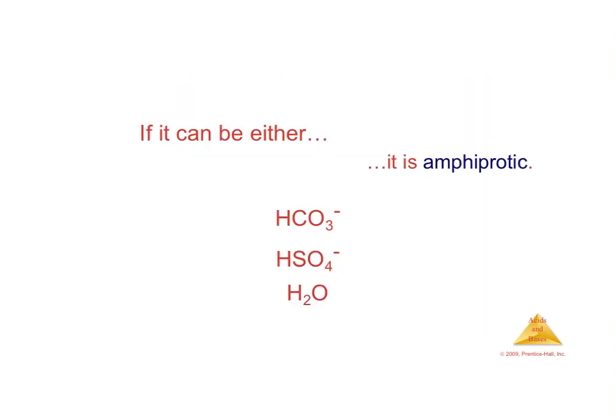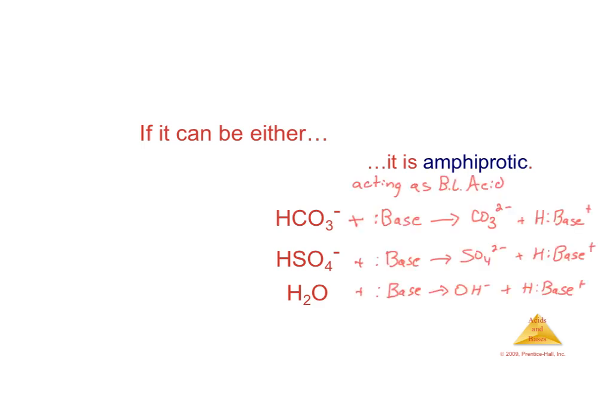Some molecules can act as a Bronsted-Lowry acid or a Bronsted-Lowry base. They're known as amphiprotic. In this case, we can see these molecules acting as Bronsted-Lowry acids, or proton donors. So here we can see each species acting as a Bronsted-Lowry acid, donating a proton to the corresponding base, forming a deprotonated acid, or the conjugate base of the original Bronsted-Lowry acid, and then the base, which accepts the proton, forms the conjugate acid of that Bronsted-Lowry base.